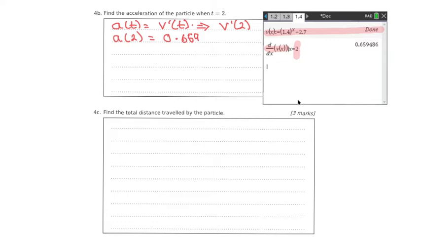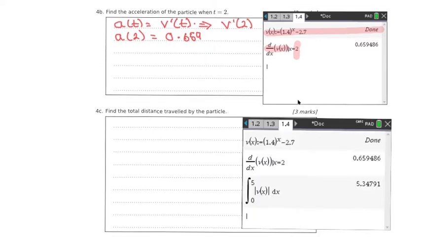Part C. Find the total distance travelled by the particle. Again, use your GDC. The total distance travelled is the integral of the absolute value of the velocity function, because we want the total distance travelled, between the values x equals 0 and x equals 5. So that gives us a total distance of 5.3535. So total distance equals 5.35 meters.